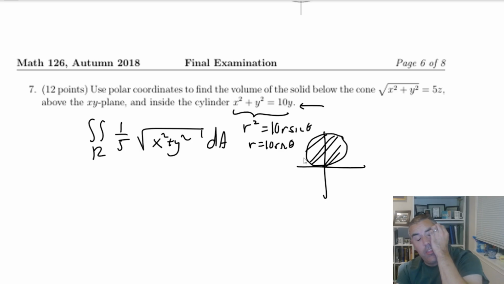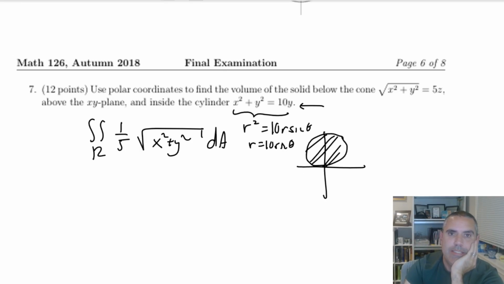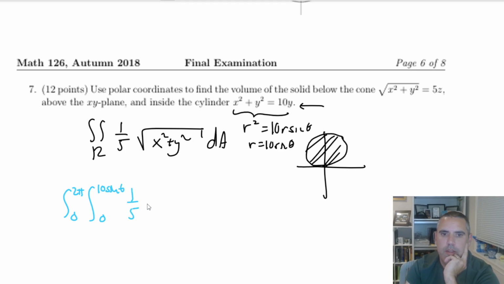Now, I think there is an interesting thing to be said here. I believe this one, and I might be wrong, if you integrate from 0 to 2 pi, and you integrate from 0 to 10 sine of theta, and you do 1/5 r times r d theta, I think you might get the wrong answer. So that's the right idea.